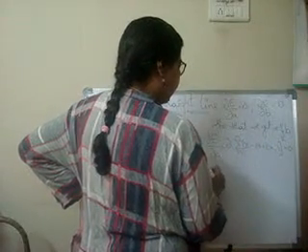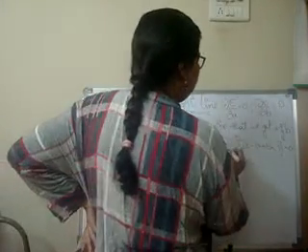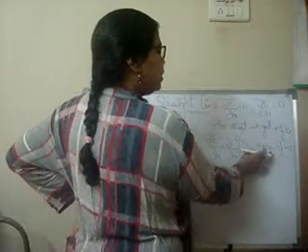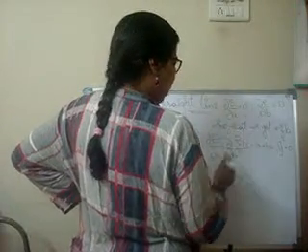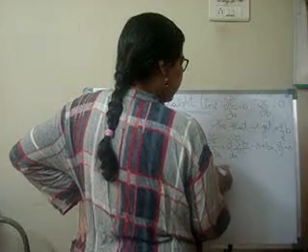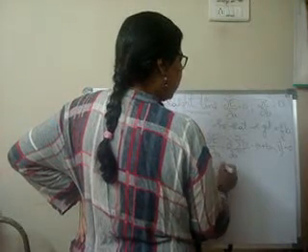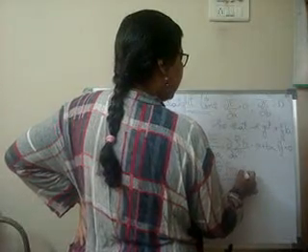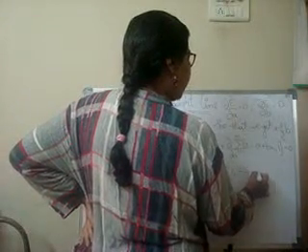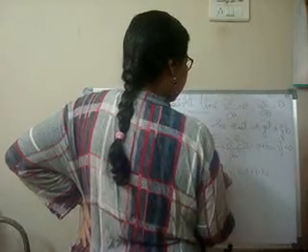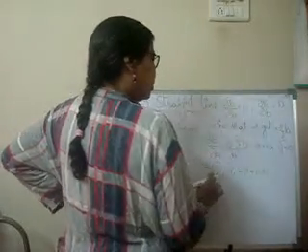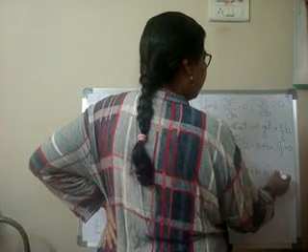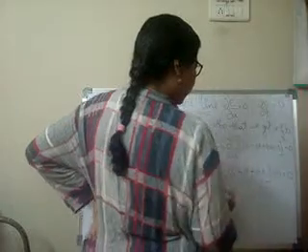That implies, with respect to a, only one term will be there, remaining all will go away. So we will have summation i going from 1 to n of (yi − (a + bxi)), first the square will come out, into −1, equals to 0.